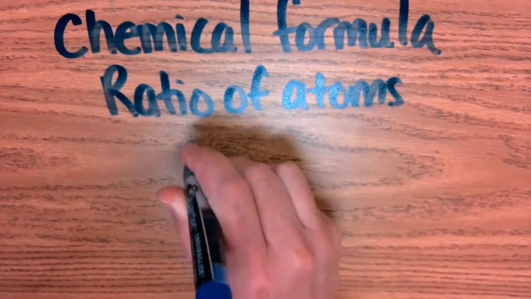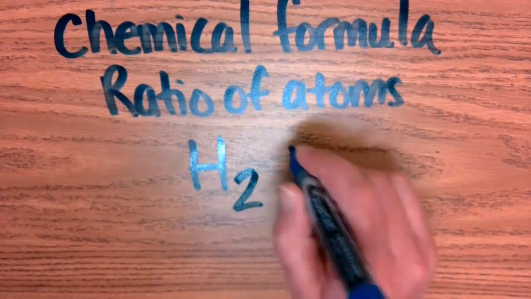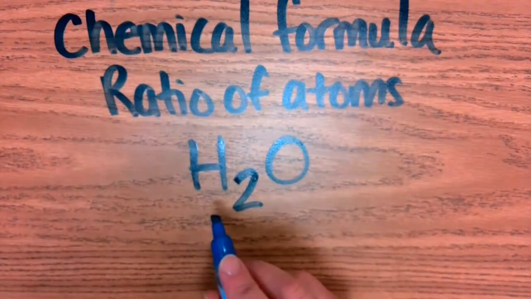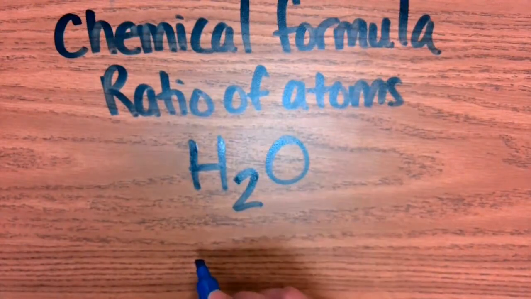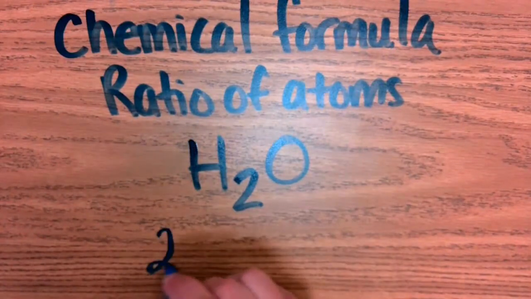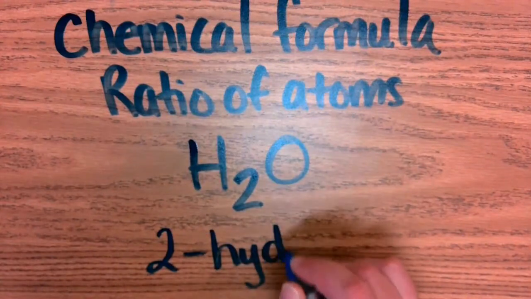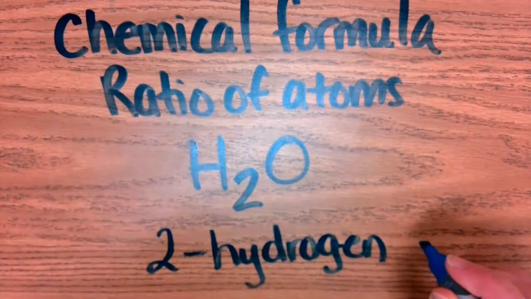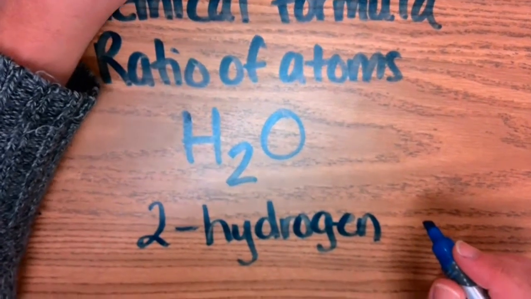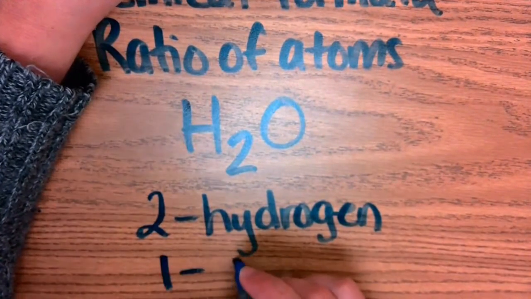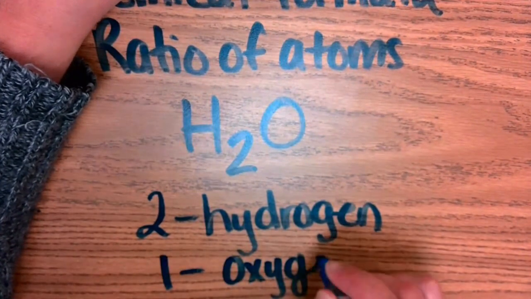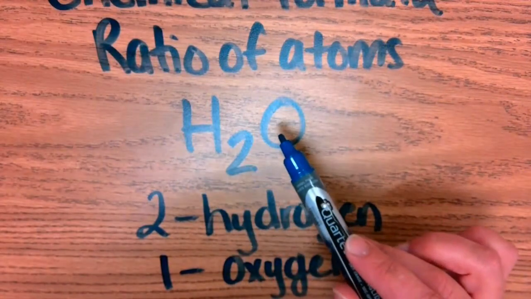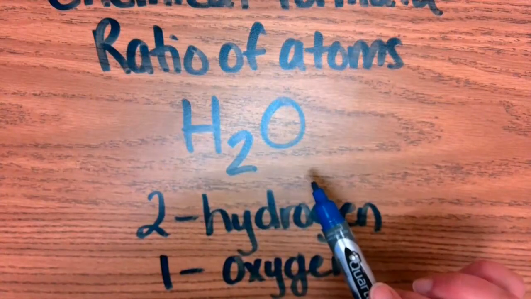For instance, H2O is the chemical formula for water. In H2O, it is determined that there are 2 hydrogens and 1 oxygen. If they did not form in this exact ratio, it would not be water.